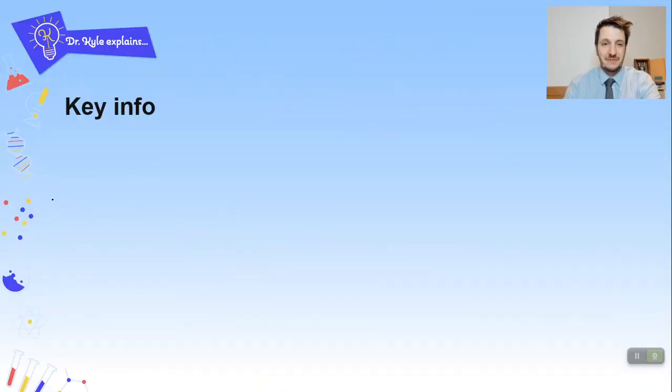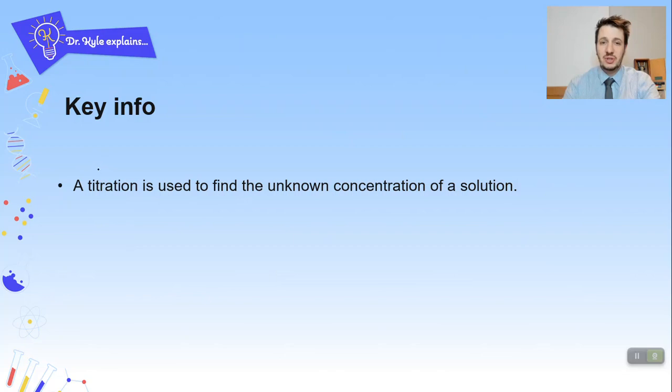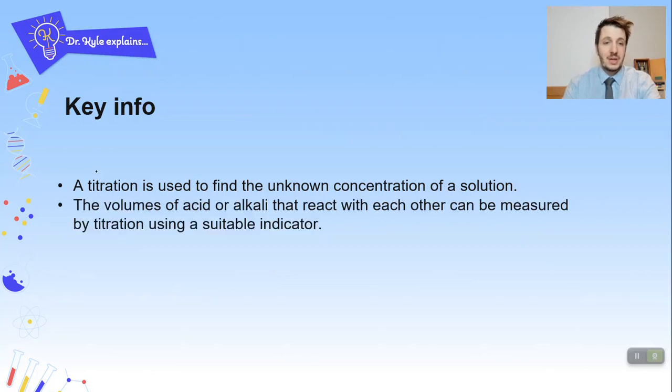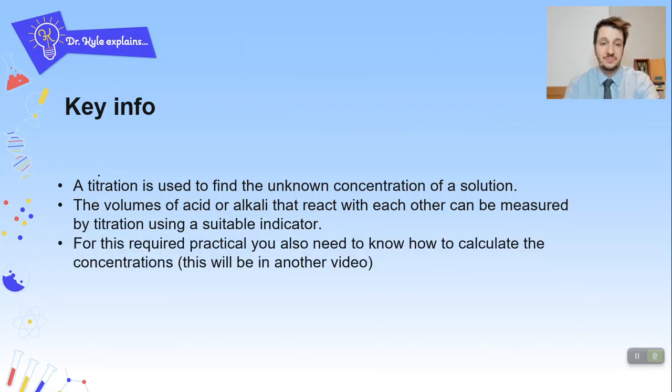Okay, so some key info then. A titration is used to find out the unknown concentration of a solution, usually when you're reacting an acid or an alkali together. So the volumes of acid or alkali that react with each other can be measured by titration using a suitable indicator, such as phenolphthalein or methyl orange. Now, for this required practical, you're also going to need to know how to calculate the concentrations in a titration calculation. Now, this will be done in another video that will be separate to this.